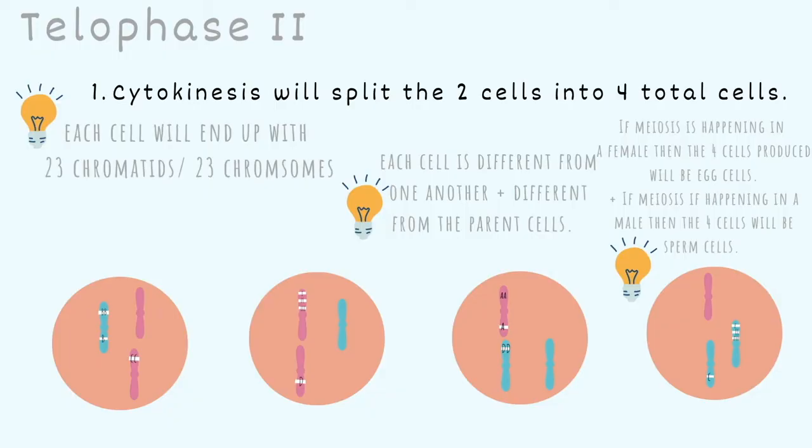males have sperm. Oh, and one last thing, these 4 haploid cells are also referred to as gametes because gametes are sex cells. I guess what I'm saying here is that mitosis produces somatic cells and meiosis produces sex cells or gametes.